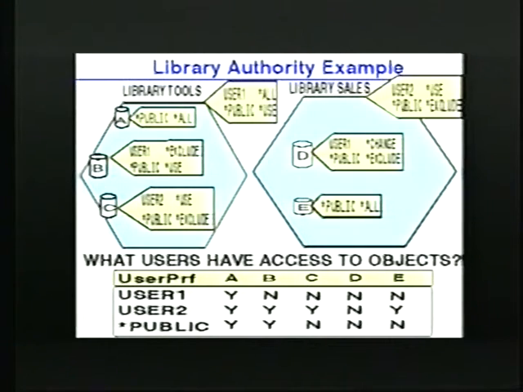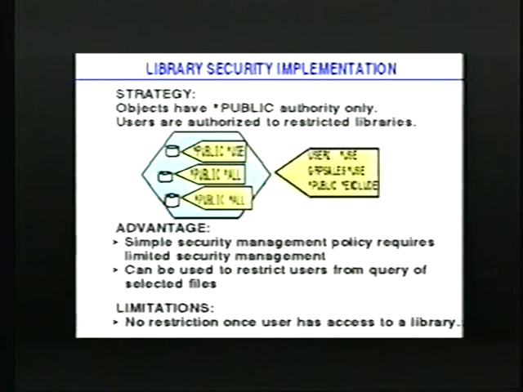This example of object E is an example of a second security strategy on the system. And this second security strategy essentially says what we are going to do is we're going to try to secure a library. This is often called library security, and with library level security, you're going to use public access for the objects and restrict access to the library to control access to the object. This is the second mechanism to control access.